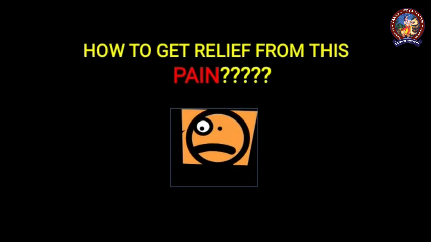But how to get relief from it? The answer is either a hot water bath or massage. But how does it work? A hot water bath or massage improves the circulation of blood in the muscles. Due to this improved blood flow, the supply of oxygen to the muscles increases. This oxygen breaks down the accumulated lactic acid in muscles into carbon dioxide and water and gives us relief from these cramps.